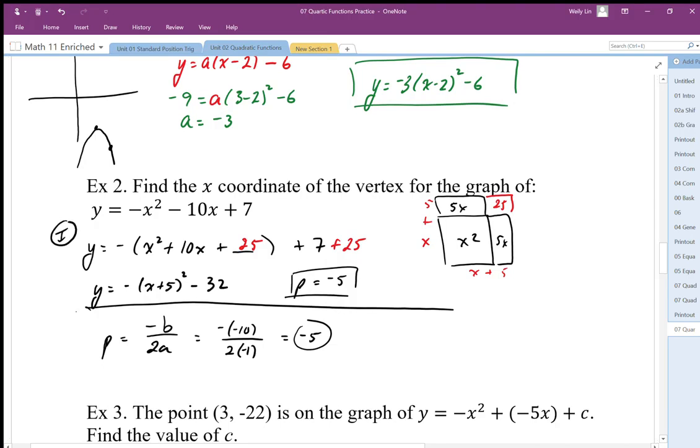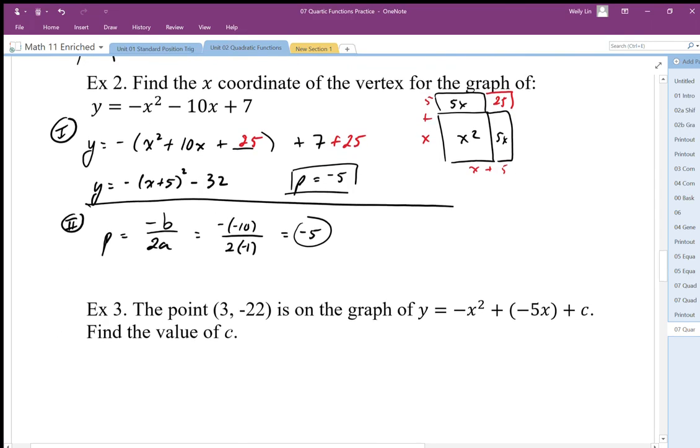Okay, method number 1 is much lengthier. It does give us the x and y coordinate of the vertex, so that's the one advantage of completing the square. But if I just want to know the axis of symmetry, really the -b over 2a formula is probably the more efficient way of doing it.